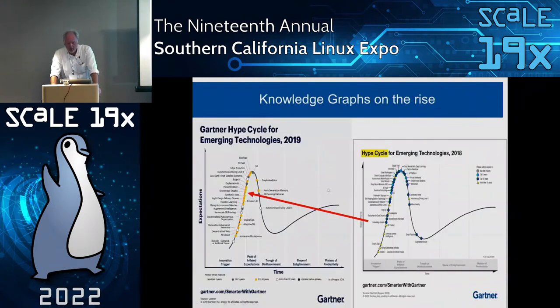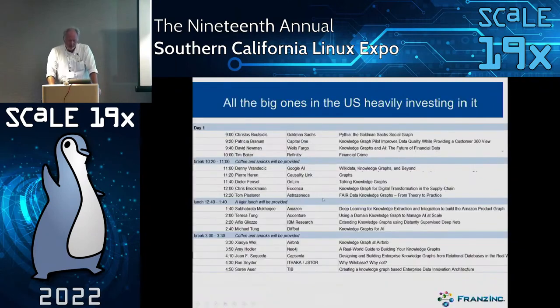Now why do people make knowledge graphs? A lot of companies are doing it. This is from the last conference before we had the lockdown. I was there and I got this overview, and what you see here is all the big companies literally building their knowledge graph. There's Goldman Sachs, Capital One, Wells Fargo, there's Google, there's AstraZeneca, Amazon, Accenture. Literally everyone is building knowledge graphs, right?